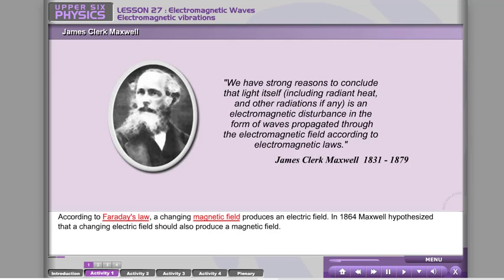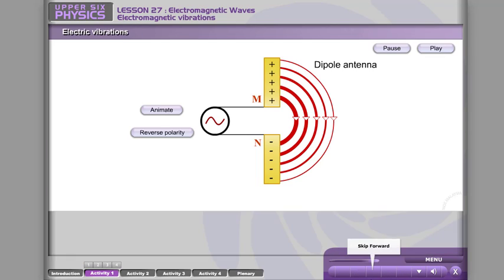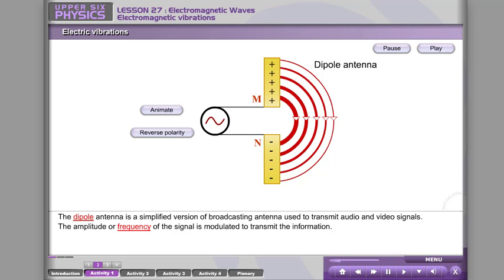According to Faraday's law, a changing magnetic field produces an electric field. In 1864, Maxwell hypothesized that a changing electric field should also produce a magnetic field. The dipole antenna is a simplified version of broadcasting antenna used to transmit audio and video signals. The amplitude or frequency of the signal is modulated to transmit the information.